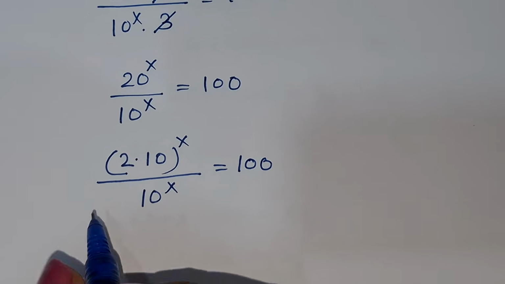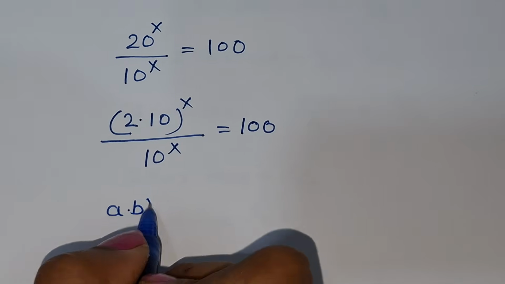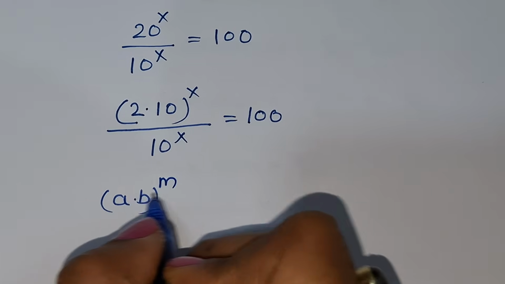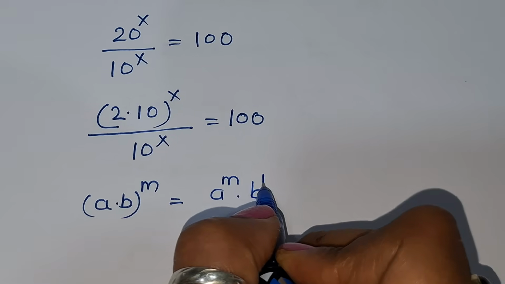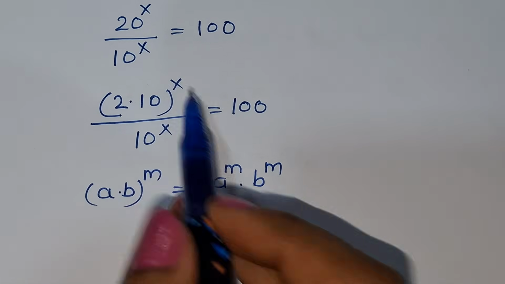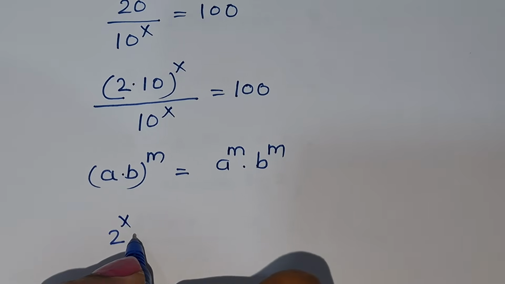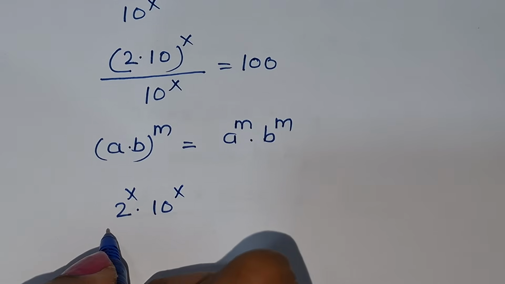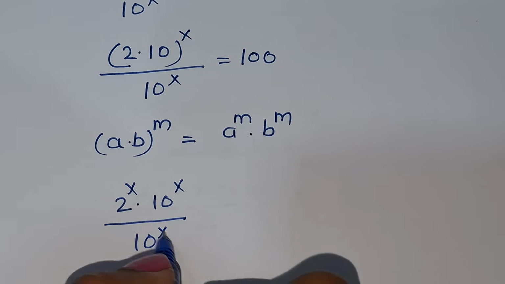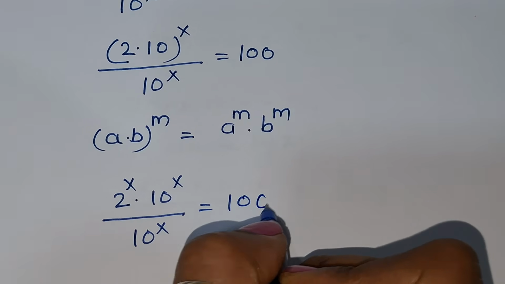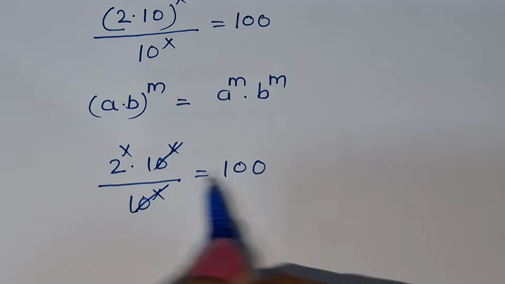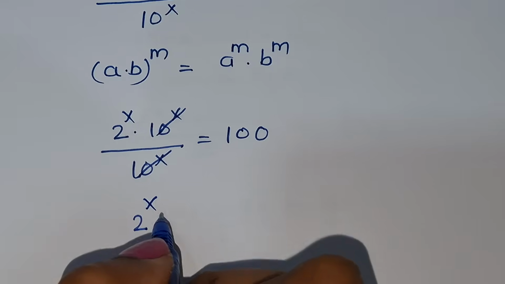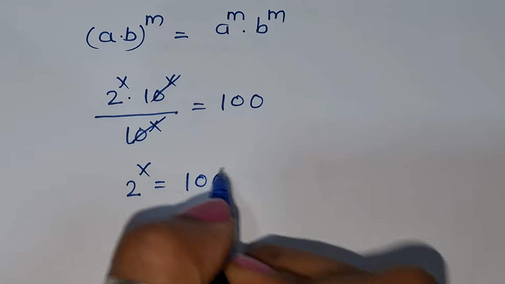Now we know one formula: (a times b) to the power m can be written as a^m times b^m. Using this formula we can write 2^x times 10^x divided by 10^x is equal to 100. Here 10^x and 10^x cancel, leaving 2^x is equal to 100.